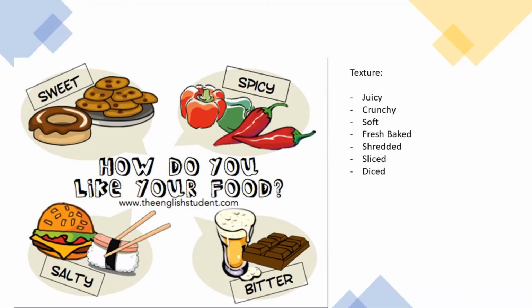You also want to take into consideration textures when describing menu items, using words such as juicy, crunchy, soft, fresh baked, shredded, sliced, and diced. Imagine what the user or the customer is going to experience when tasting that item. Whatever that texture is should be part of your menu description.